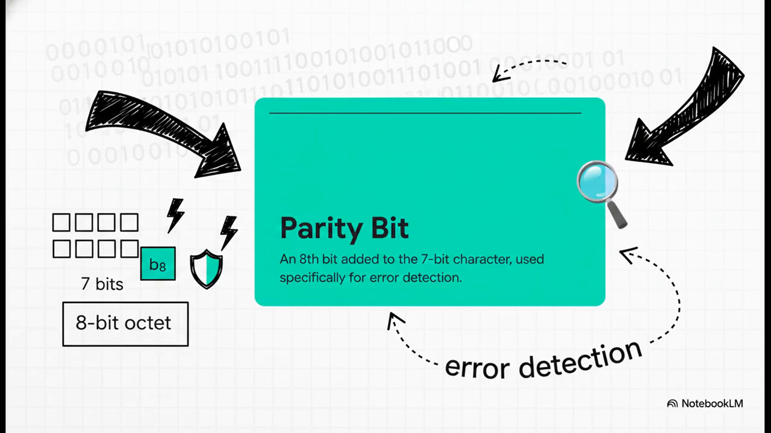In the real world, IRA-encoded characters are almost never transmitted using just those 7 bits. Instead, they're stored and transmitted using an 8-bit block, which we call an octet. They take the 7 bits of the character and they slap an 8th bit right at the front. This most significant bit, labeled B8, is reserved solely as a parity bit. Its only job? Error detection.